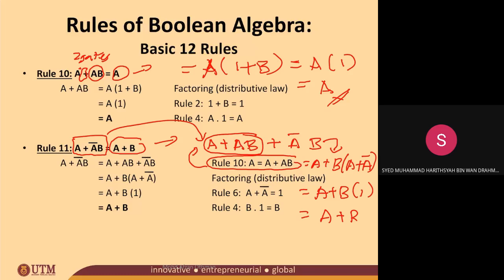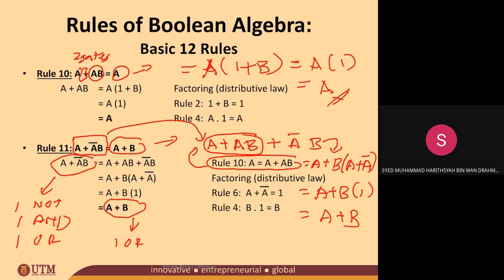Here, for example, from this equation, you need to have 1 NOT gate, 1 AND gate and one OR gate. But in this equation, you only need one OR gate. So that's why it's really important for you to understand or to know how to use these 12 basic rules.